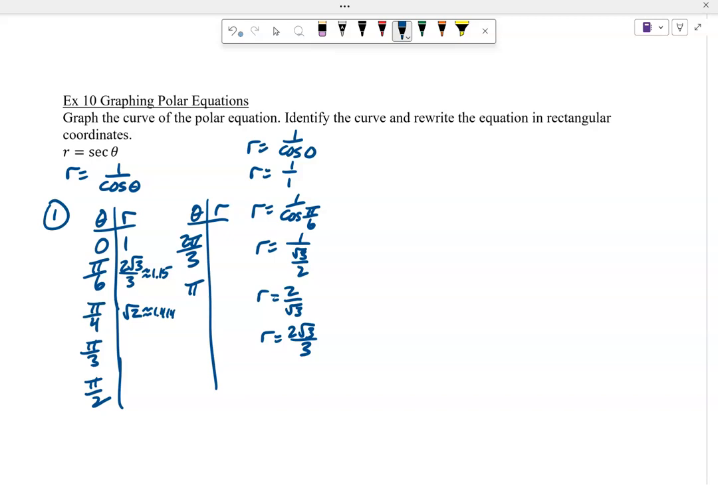Then I got 1 over cosine pi 4, so 1 over √2 over 2, which is √2, which is 1.414. And I got 1 over cosine of pi thirds. Well, cosine of pi thirds is 1/2, so 1 over 1/2 is 2. And I got 1 over cosine of pi halves. Well, the cosine of pi halves is 0. 1 over 0, I can't do that, so that's undefined.